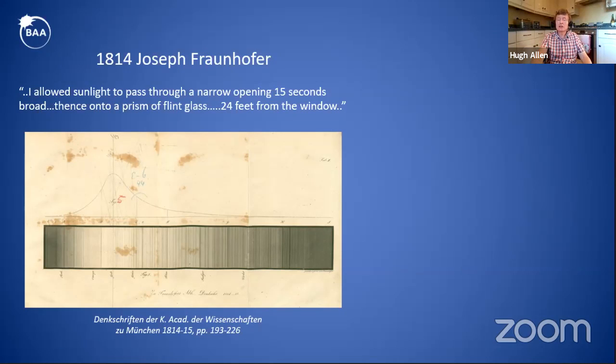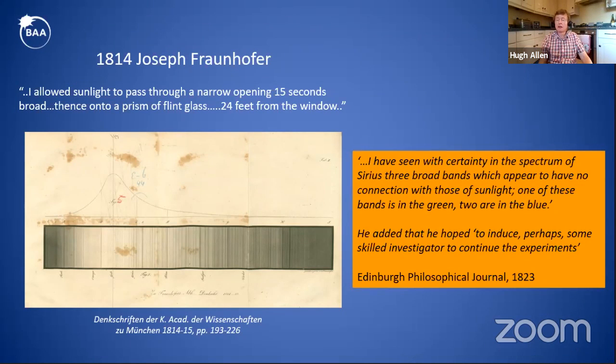And he didn't just think about the spectrum of the sun. He did actually point his spectroscope at the stars. And he did some, albeit brief, work on the spectroscopy of some stars. He wrote this in an obscure paper in the Edinburgh Philosophical Journal, and actually commented on what he saw and hoped that others would take up the baton. But they never did. Again, this is something interesting to think about in the history of spectroscopy.